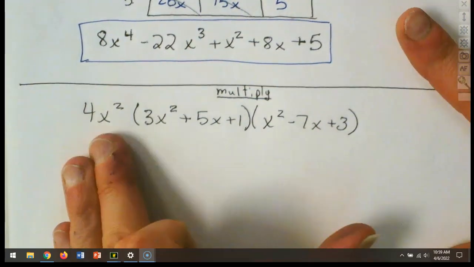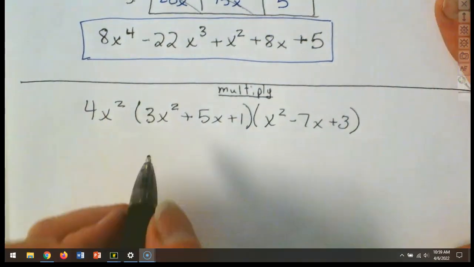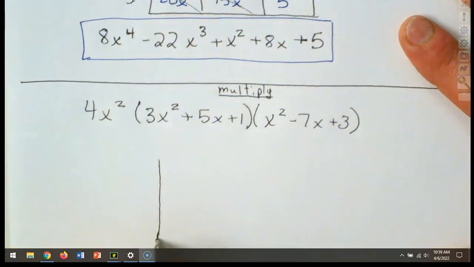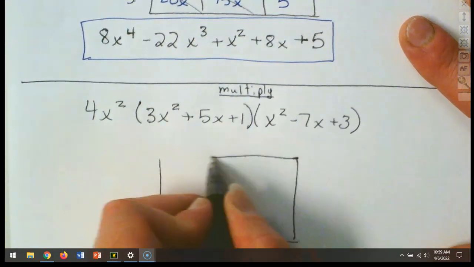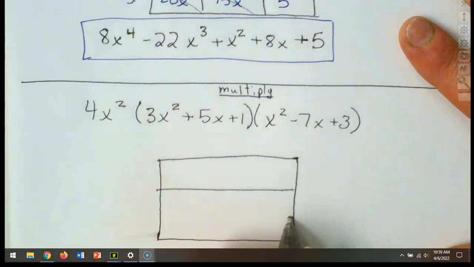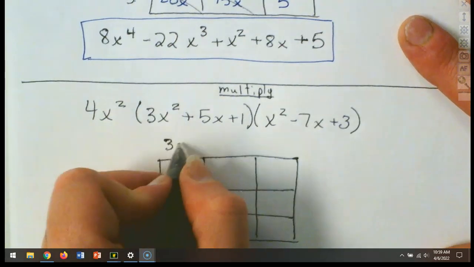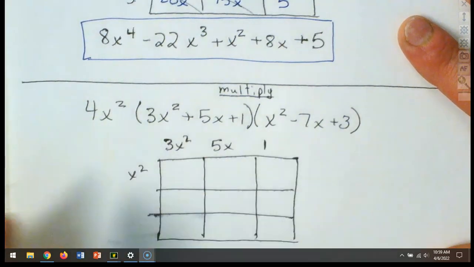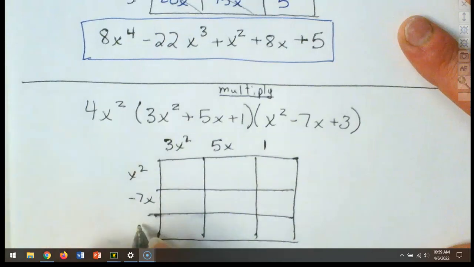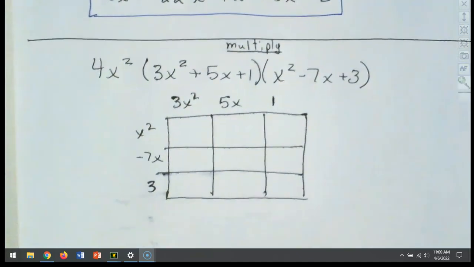So let's go ahead and just ignore that 4x squared because it's going to be there. But we're going to go ahead and do our box method first. So this one's going to look more like a square. One of them goes across the top. One of them goes down the side. It doesn't matter which one goes where. So 3x squared, 5x and a 1, x squared minus 7x, and a 3 down the side. And now we just start filling in.